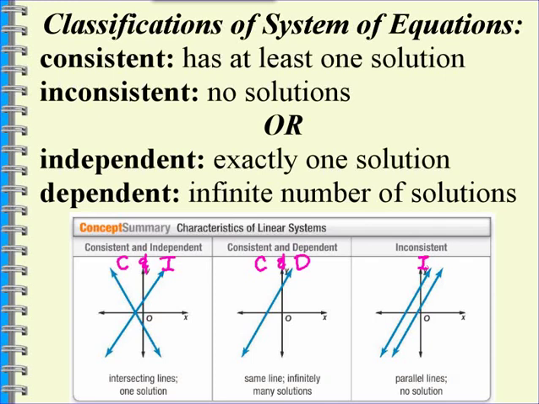But what you need to get down is a mental picture of each of these three. Consistent and independent: remember, two lines that intersect in one point. Consistent and dependent: the same line that you've graphed twice. And then inconsistent is two parallel lines.